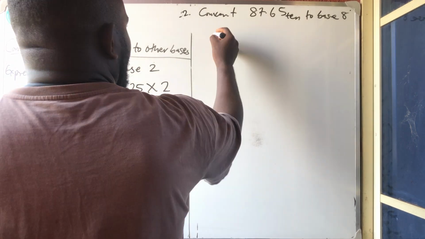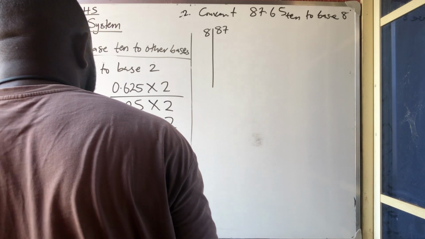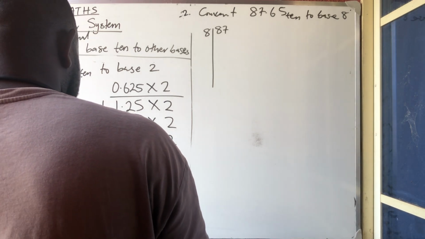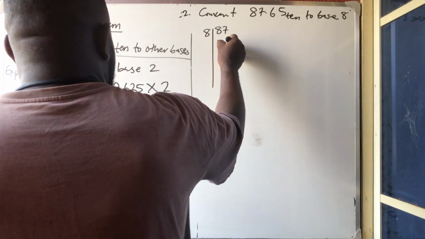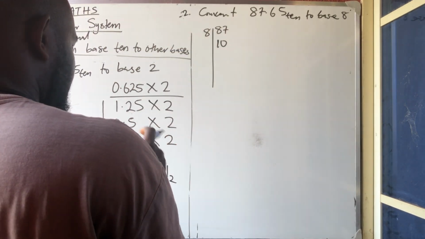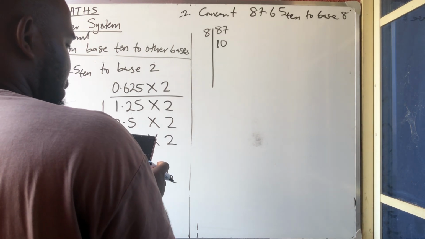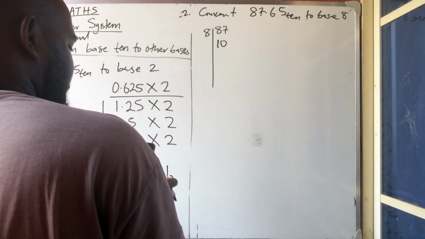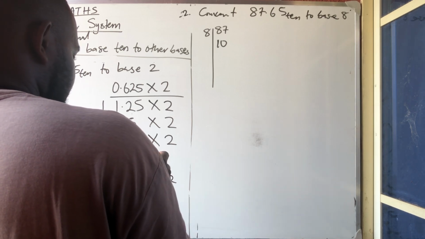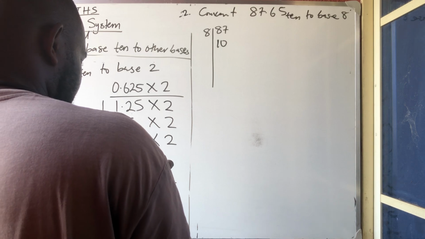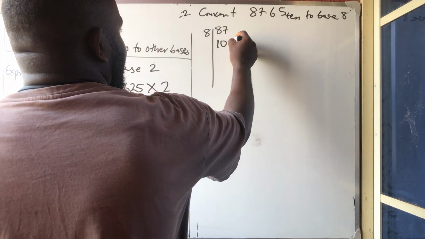Now let's go the same method. First of all, we take the whole number part, which is 87. Now you have 87 divided by 8. So I'm having 10 point blah blah blah. So I'll write that 10, the whole number part. Then you now say minus that 10 again that you have already written, then times that 8 you use in dividing. So I'm having that my remainder is 7.